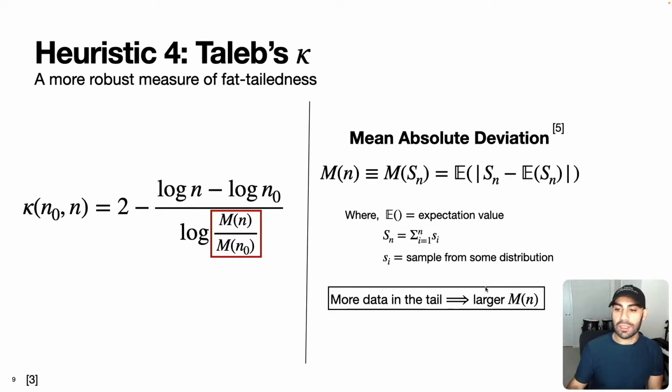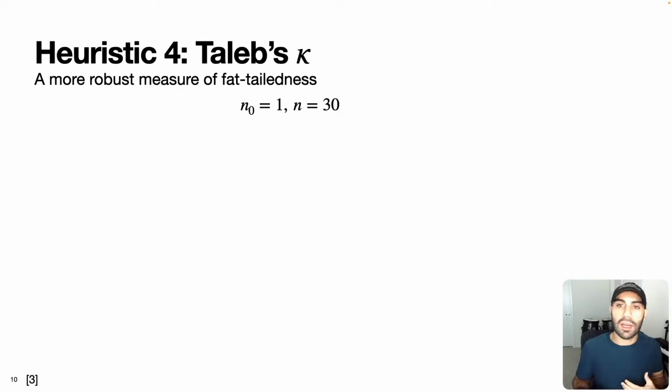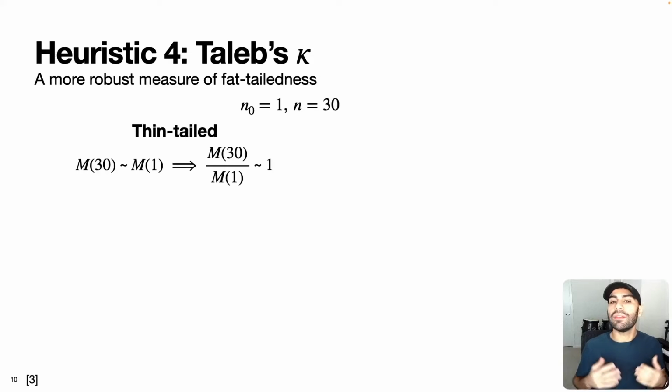The intuition here is that more data in the tail implies a larger mean absolute deviation, because again, it's a measure of dispersion. The more dispersed the data are, the larger the mean absolute deviation. So let's look at a specific example of this. Say we choose n naught to be 1 and n to be 30. In the thin-tailed case, M30 is going to be about equal to M1, so the ratio is going to be about equal to 1.